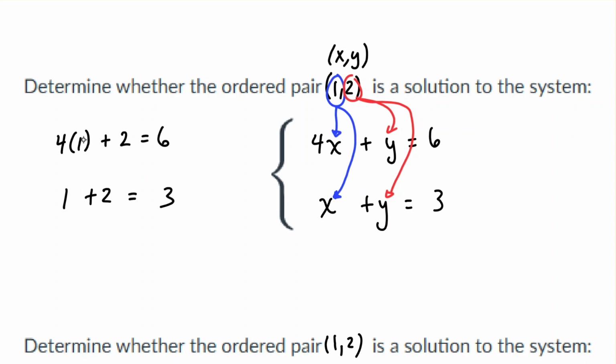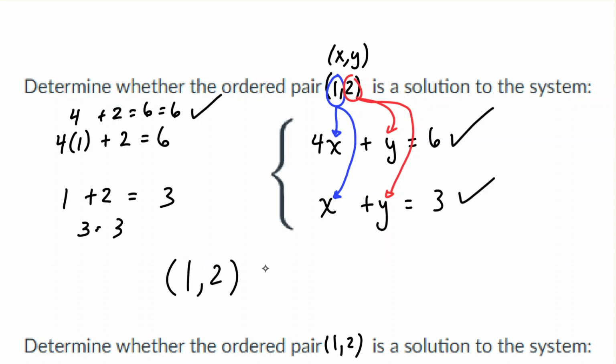Now let's check. 4 times 1 is 4, plus 2 would give me 6, which is indeed 6. The first one checks out. 1 plus 2 is 3, which does equal 3. When you substitute 1, 2 into both equations, you get true values, so it is a solution. Let me be specific. 1, 2 is a solution to this system.